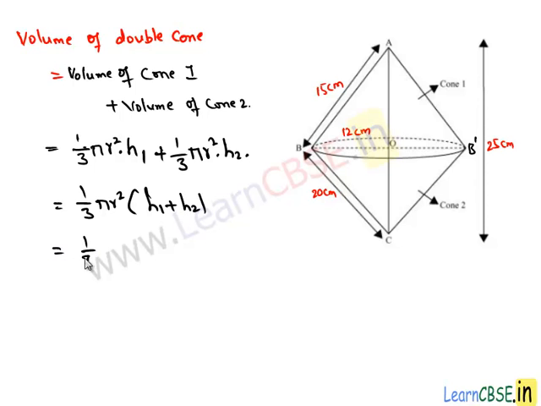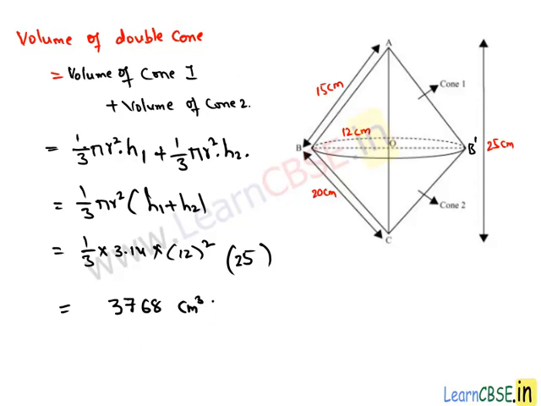Let's substitute the values. Here we are given the value of pi, which is 3.14, and the radius is equal to BO, and it is 12 centimeters. The height of the first cone is unknown and the height of the second cone is unknown, but the sum of their heights is equal to the hypotenuse, and here we have the hypotenuse 25 centimeters. So h1 plus h2 is 25 centimeters. By simplifying this, we get the volume of the double cone is 3768 centimeter cube.